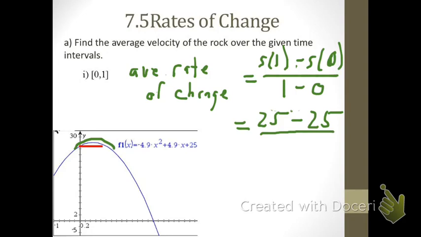And we're dividing that by 1 minus 0. Well, this is going to be 0 over 1, or just 0. On average, from 0 to 1 second, the velocity of this rock didn't change at all. It stayed the same. It was 0, and that would be in meters per second.